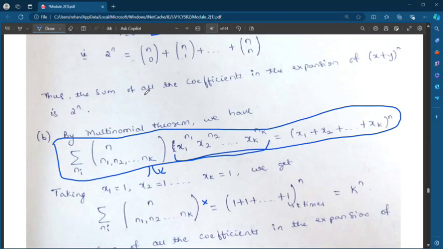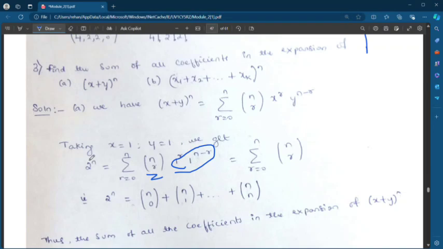What I'll do, see here, instead of n, only 10 is there. So 1 power r into 1 to the power of 10 minus r is again 1 itself. So I have r equals 0 to n equals 10: 10C0, then 10C1, then 10C2, so on up to 10C10. So this is nothing but 2 to the power of 10.